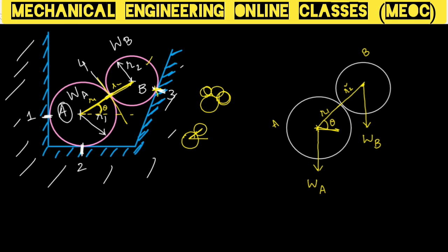There is a vertical wall support, and our cylinder A is coming in touch with the support wall at point 1. So when we are removing that support, we have to find the exact location. The exact location will be at R1 distance from the horizontal. So this will be R1. The exact point of application of the support reaction must be drawn.